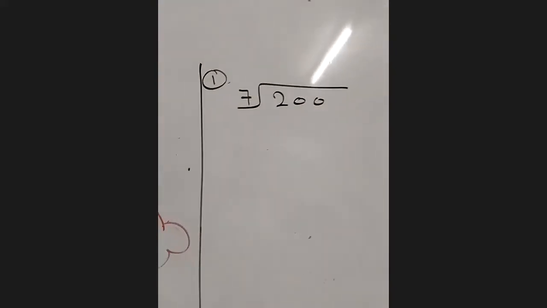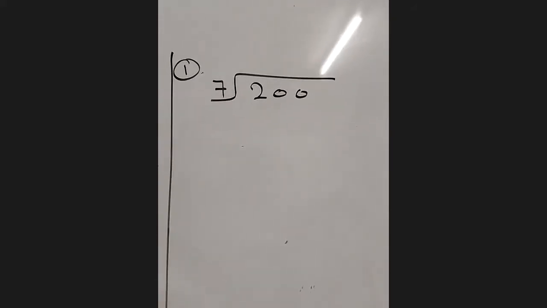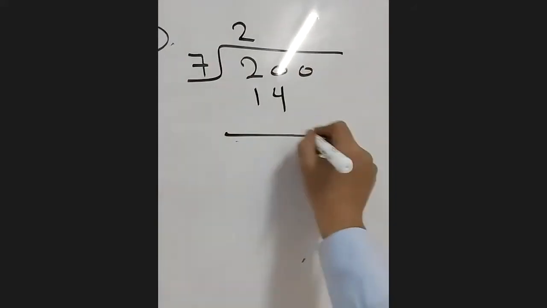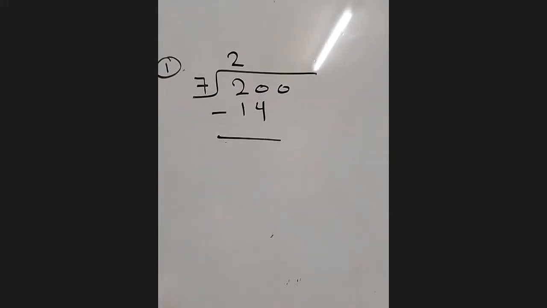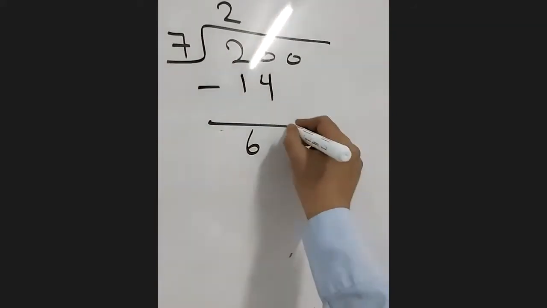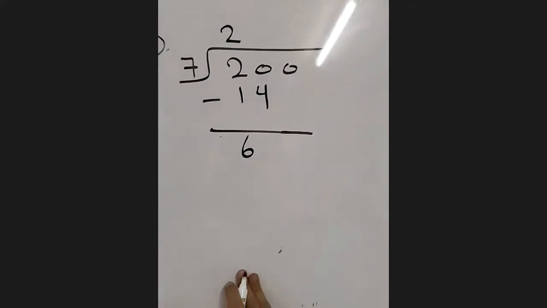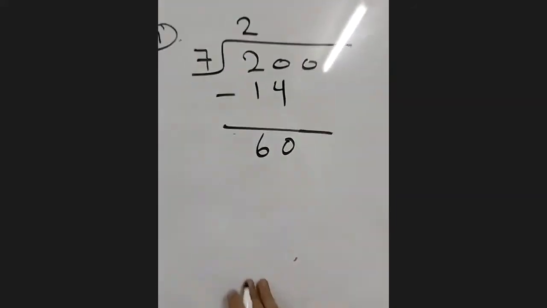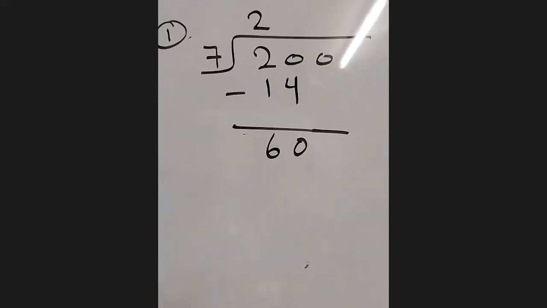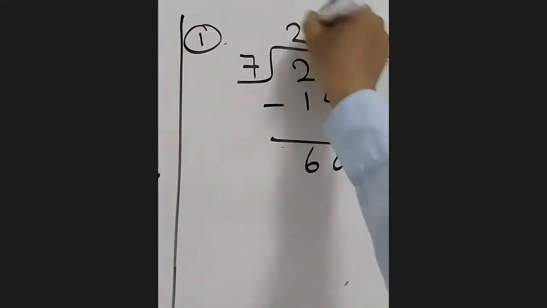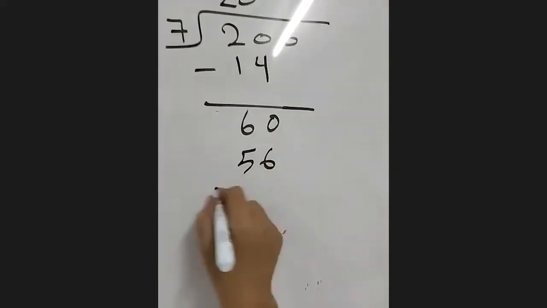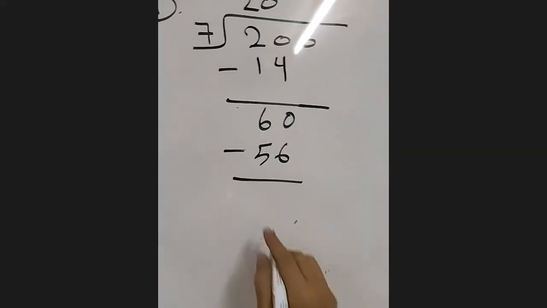Come on. 200 divided by 7, Kinan, can you help me? 2. 2 by 7. 14. 14. Excellent. What's the answer of the subtraction? 6. Excellent. Then we put the 0 down. 60 divided by 7 equals 8. 8 by 7, 56. Subtract. 4. Excellent.